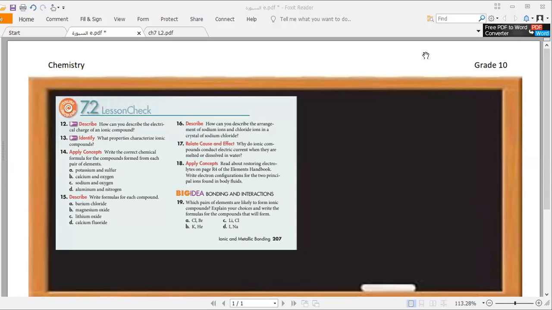Okay, who can read question number 13? Can you read question number 13?